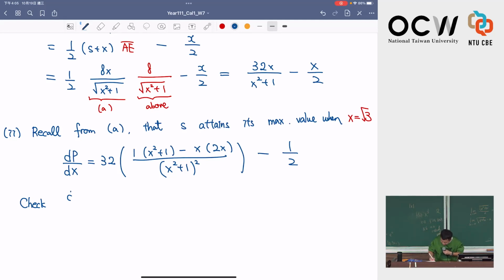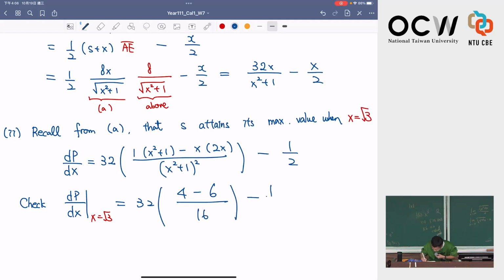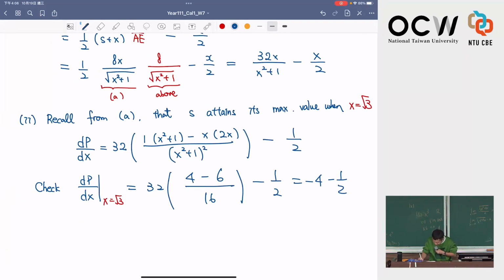But we want to see whether x equals root 3 will be a maximum point for P as well. So let's have a look. What happened to its derivative? When x equals root 3, you put it inside, you get 32 times, root 3 squared plus 1 is 4, minus, let you check, 6, and then at the bottom you get 16, minus a half. So you get minus 4 minus a half. Hopefully, you don't need a calculator to realize that this is not 0.